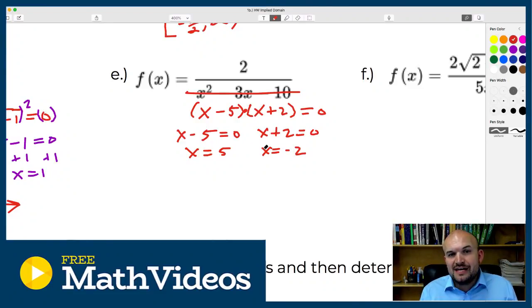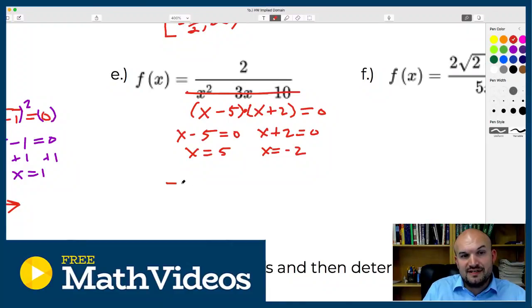So those values, 5 and -2, are not within the domain. So my domain is all real numbers except for +5 and -2. And if you want to verify this, just plug those numbers into your quadratic in the denominator and make sure they give you 0. All right, now working into the next one.